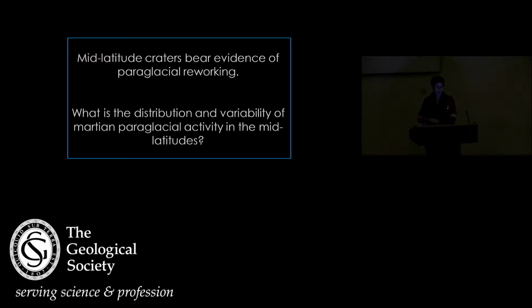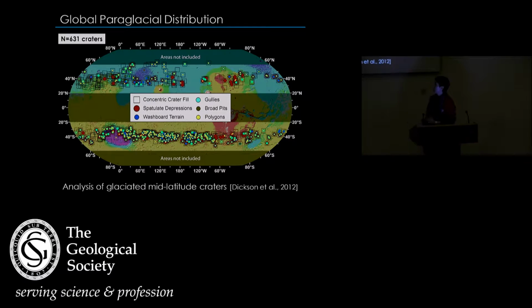So the question then is, what is the distribution and variability of Martian periglacial activity in the mid-latitudes of Mars in other glaciated craters? So what I've done is analyze all of the glaciated craters, all of the craters bearing CCF on Mars. It's 631 craters. I thought that was like a huge amount of anything to have in a database until I saw Tanya Harrison's gully paper with like 7,000 gullies. So yeah, 600 is not that many.